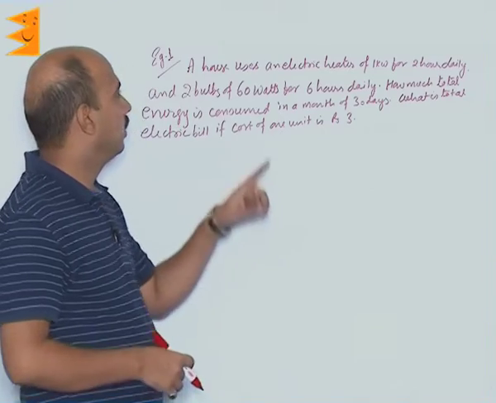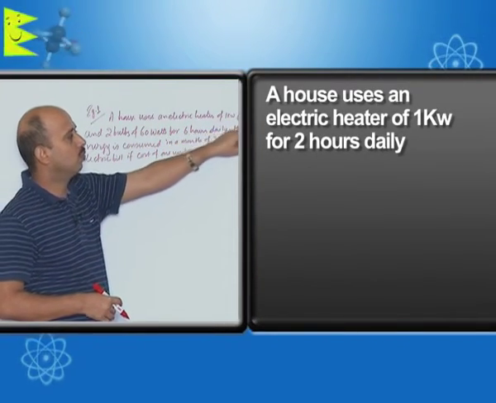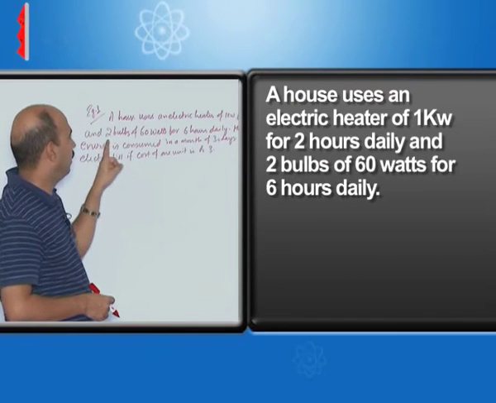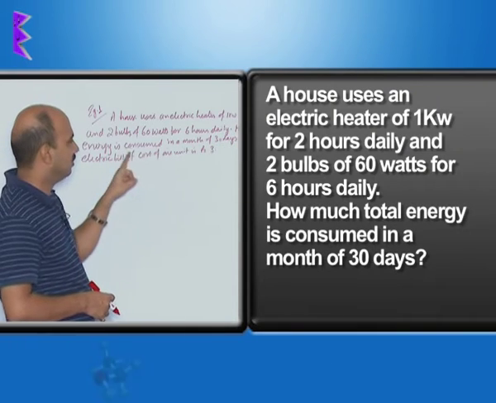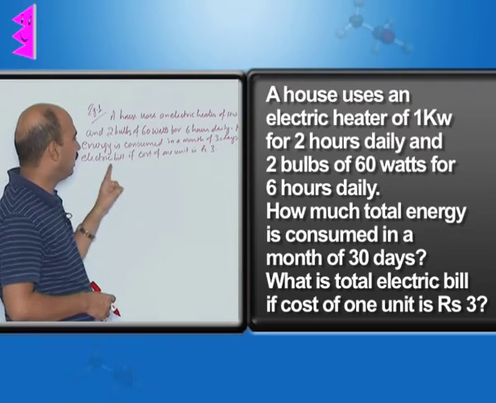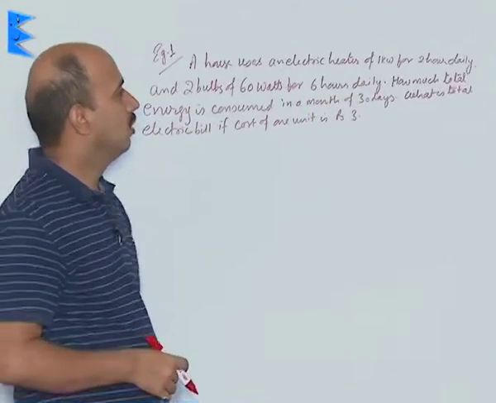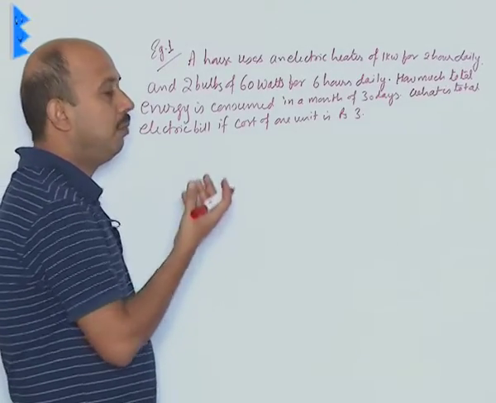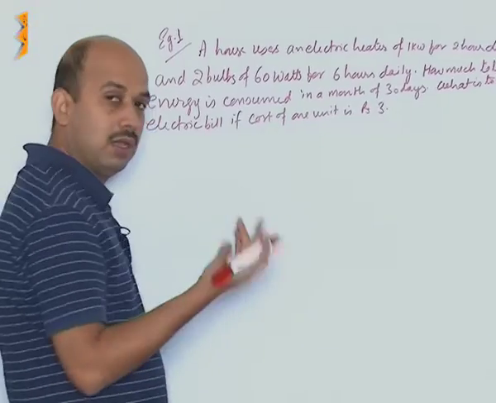Now see in this example, a house uses an electric heater of 1 kilowatt for 2 hours daily and 2 bulbs of 60 watt for 6 hours daily. How much total energy is consumed in a month of 30 days, and what is the total electric bill if the cost of 1 unit is rupees 3? So now see, we have to calculate total energy consumed in a month and then the bill.